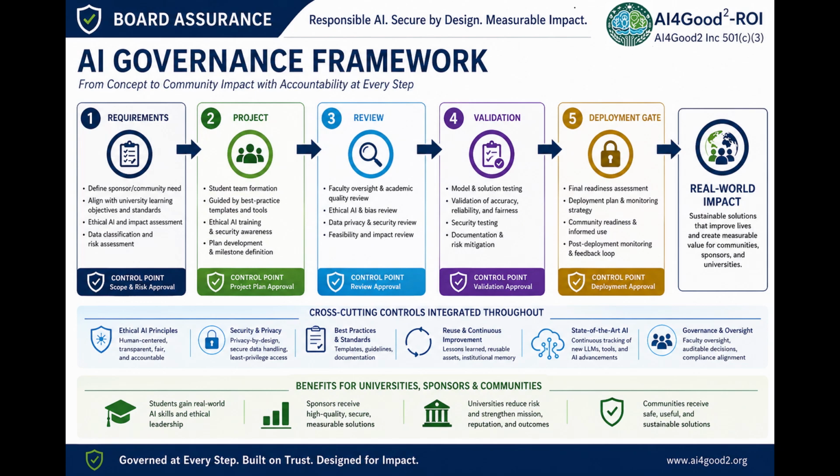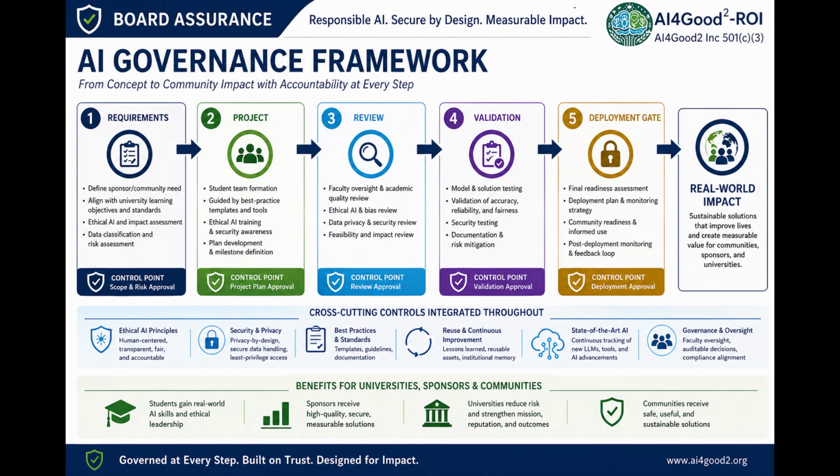We then move into review. Here, faculty provide academic oversight, ensuring that student work meets educational standards and learning outcomes. At the same time, AI4Good Squared applies additional review layers where needed, particularly for projects that show potential for further development. Ethical considerations, feasibility, and alignment with intended outcomes are evaluated at this stage. Importantly, this is where student work is assessed for quality and potential, not yet for full deployment readiness. A control point ensures that only strong, appropriate work moves forward for deeper evaluation.